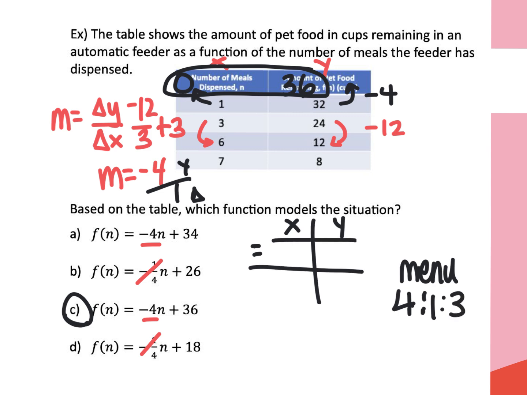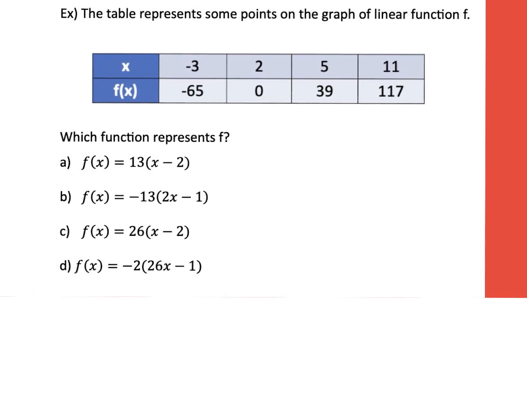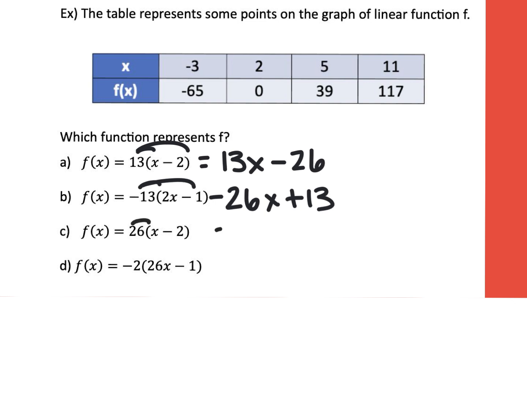All right. Same thing on this. We have a nice little table here. This one is set up a little bit different. If I look at my answers, I'm going to go ahead and distribute these because that doesn't really make sense to me. 13 times a negative 2 is a negative 26. Negative 13 times 2 is a negative 26x, and a negative times a negative is a positive. Positive 26x. Oh, this is going to be a big one. Negative 52x, and a positive 2.